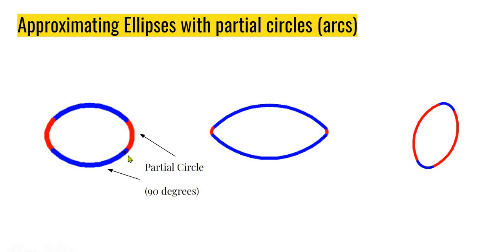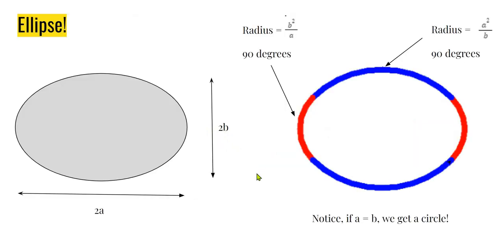It turns out that for any ellipse, we can basically have 4 arcs created at 90 degrees and join them in a certain way, and you'll get an ellipse. There's a kind of mathematical formula here that we can use. So if, let's say, the ellipse is 2a on this side and 2b on this side, then the two circles have radius b square by a and a square by b. But most importantly, from our point of view, these are both 90 degrees.